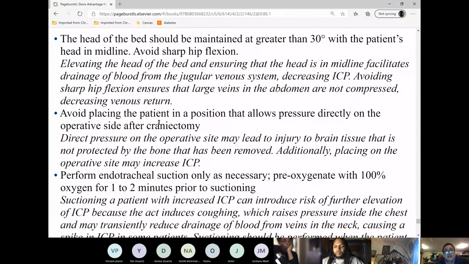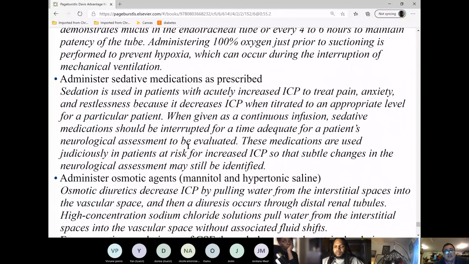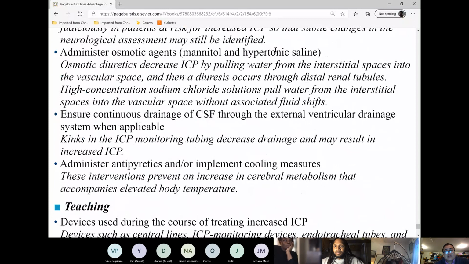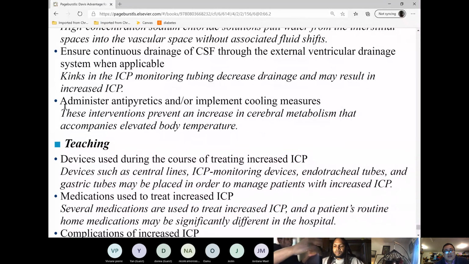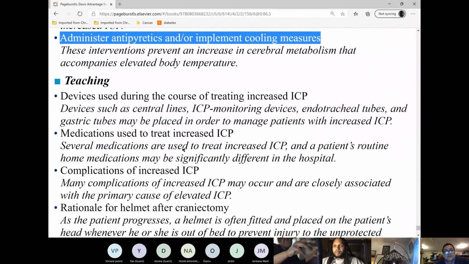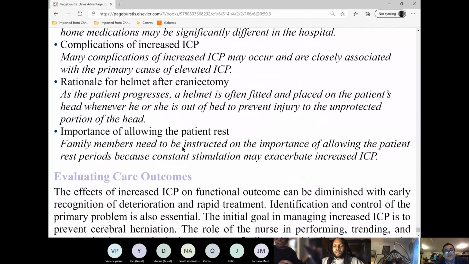And here is a summary of your interventions. So positioning, oxygenation. This is the sedation, using either midazolam or propofol, and your pain medications. Here's your mannitol or hypertonic saline, and making sure CSF drainage is constant. Here's the intervention for hyperthermia or fever. And that's it. Oh, if a patient undergoes craniectomy, remember there's no skull, so they're at risk for injury here.